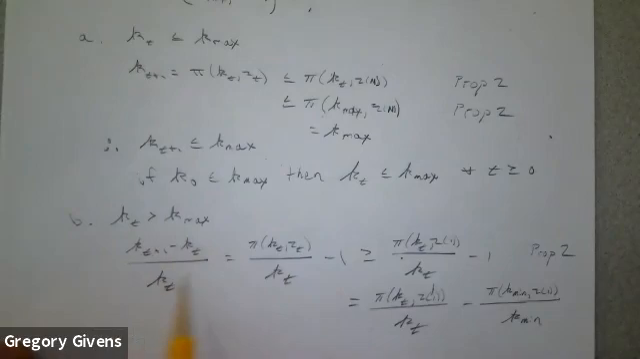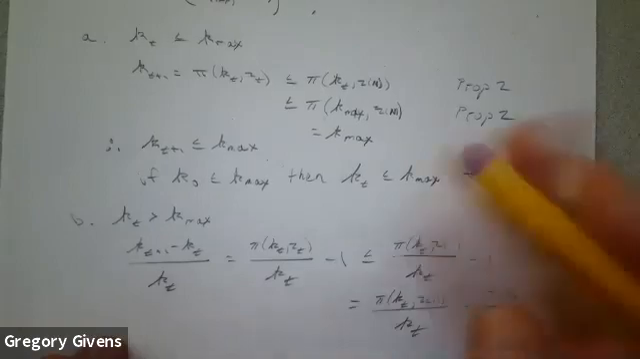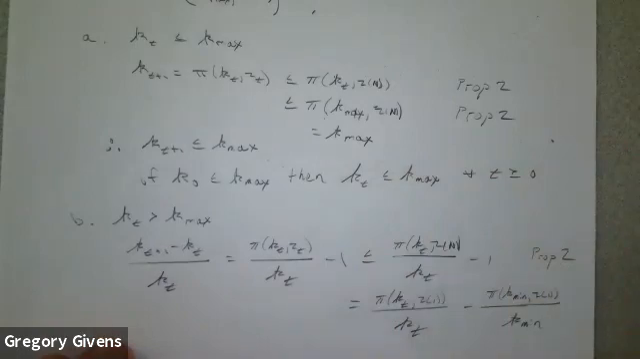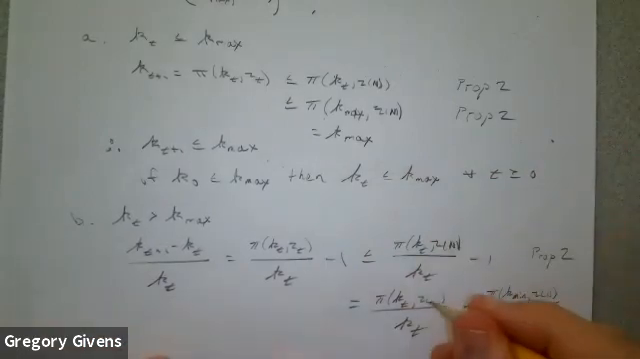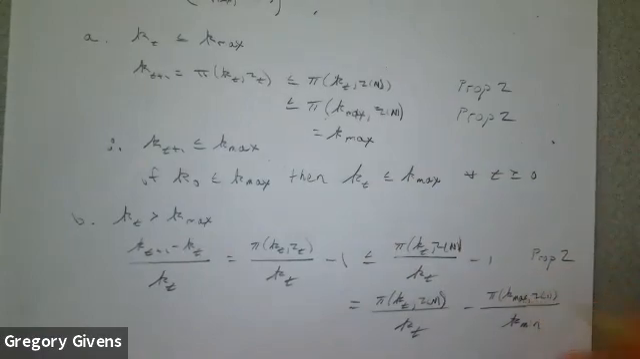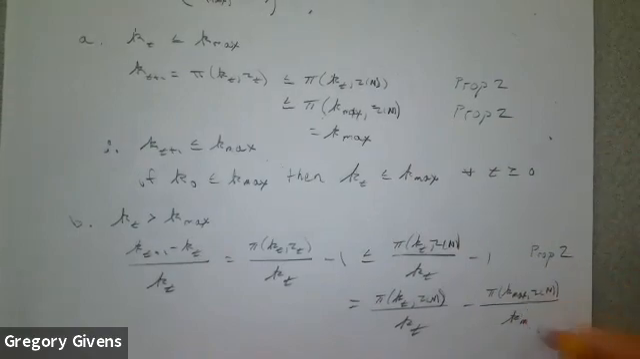Well, the growth rate of the capital stock then can be written as pi of K_t, Z_t over K_t minus 1, just like before. And that is going to have to be less than or equal to pi of K_t, Z_n over K_t minus 1, which is the same as pi of K max, Z_n over K max. And again, all that's by proposition 2.